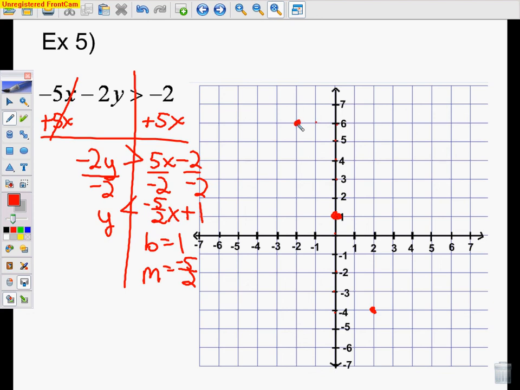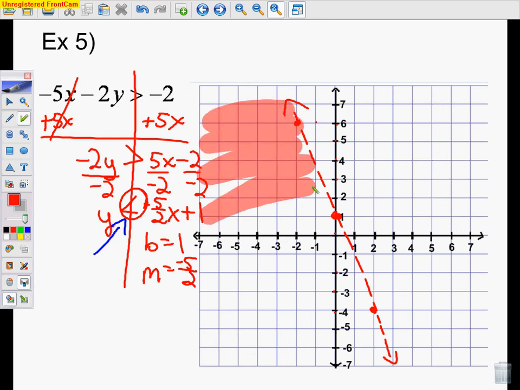Again, we're going to connect this with a dotted line because it's just a less than symbol. So connect with a dotted line here. And because this symbol is a less than, remember, it has to just be y by itself. Because that's a less than, we shade below the line. So shading below the line in this scenario would be here. This is all the stuff that's below the line.